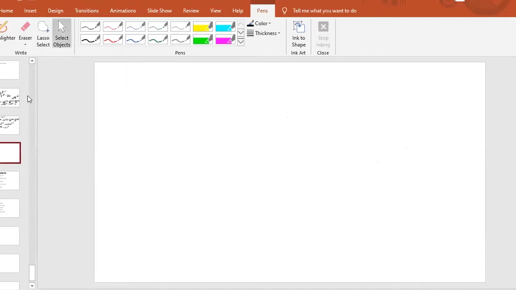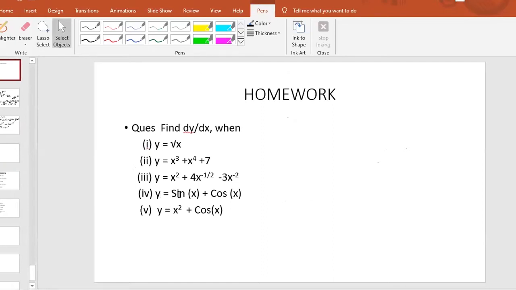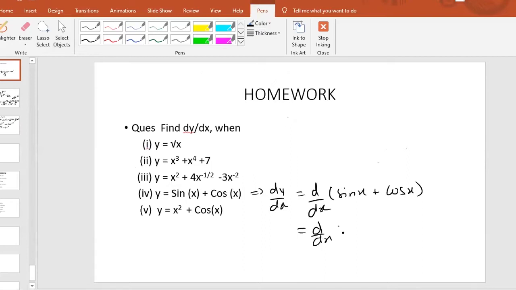Now next problem is that y equal to sin x plus cos x. So that problem here only I will do. Dy by dx would be equal to d by dx of sin x plus cos x. We have two different functions, so we can differentiate them separately. So d by dx of sin x plus d by dx of cos x. Now we know that differentiation of sin x is cos x.